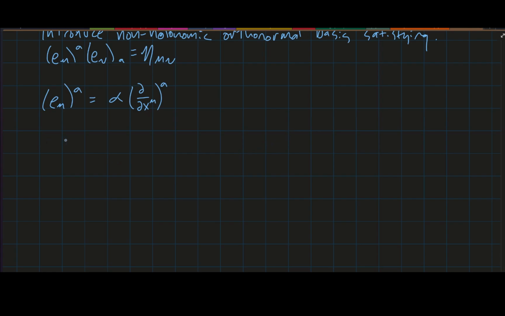So this means then that E1a is going to be alpha d by dt a, and E2a is going to be beta, some other constant, d by dx a, because t is the 1th component and x is the 2th component, we'll say.